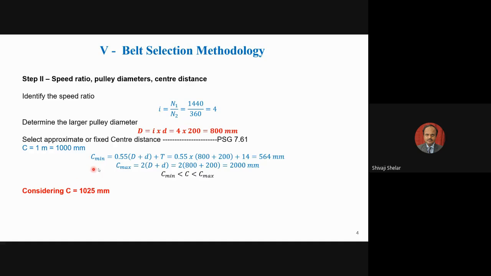Now there are formulas for C minimum and C max. The C minimum formula is given in the PSG data book. I will show where this formula is taken from. C minimum is equal to 0.55 (D plus d) plus T, and C max is equal to 2 times (D plus d). So where are these formulas taken from? These formulas are taken from the PSG data book, page number 7.61. So let's see the page number.